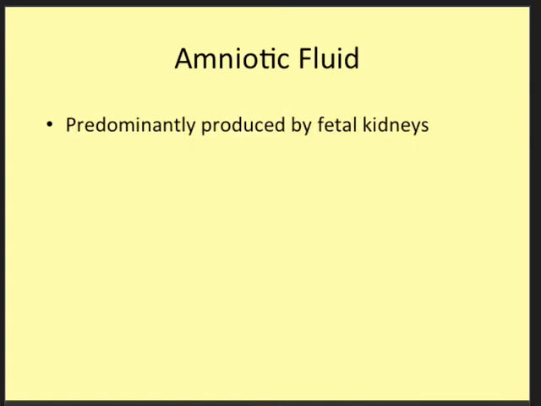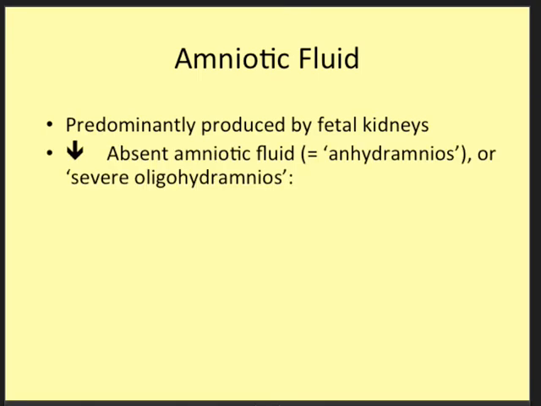The other aspect is, of course, that the sonographers will measure the amniotic fluid, which gives us an idea of the amount of the fluid. We know, of course, that predominantly the amniotic fluid is produced by the fetal kidneys. So, if there is no amniotic fluid whatsoever, an anhydramnios, also sometimes called severe oligohydramnios, the first thing we have to consider is that we are dealing with a bilateral renal malformation or agenesis of both kidneys.